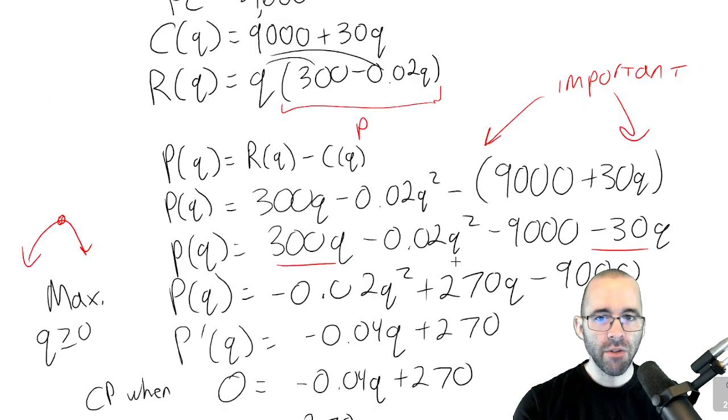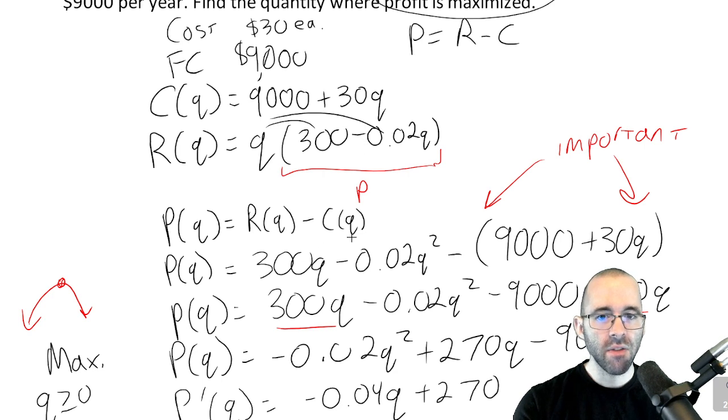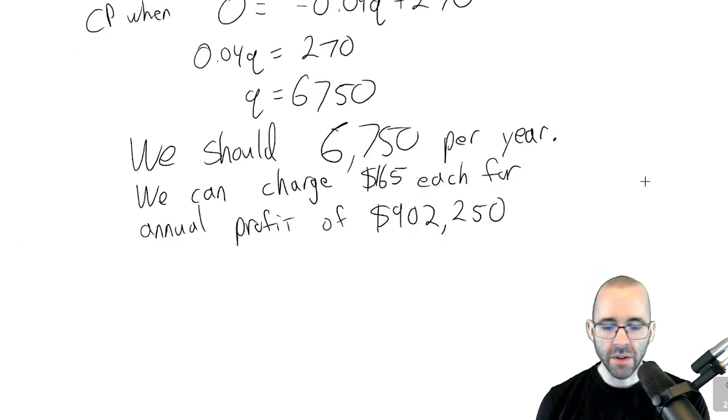Also, I didn't have to use such a complicated function, right? We could have used a different form of the function. Profit function up here. Could have done it in a couple different ways. You could use price. But there we go.